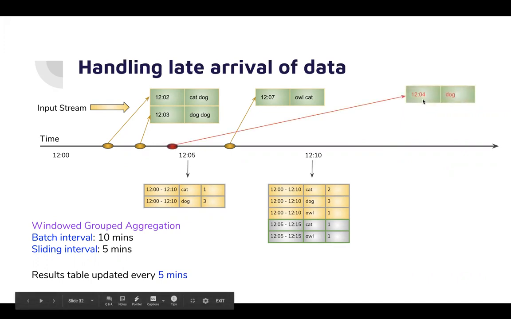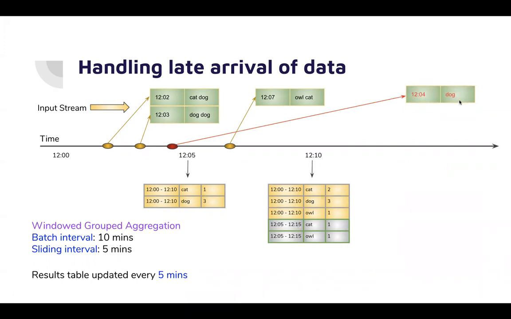One interesting thing happens after 12:10. We get a word dog, which was generated at 12:04, but because of some delay, it came out of order and reached our system at 12:11. Now, this word dog, which was produced at 12:04, is going to impact the word count of this window, essentially this record, because it may have been received late, but it was produced at 12:04.